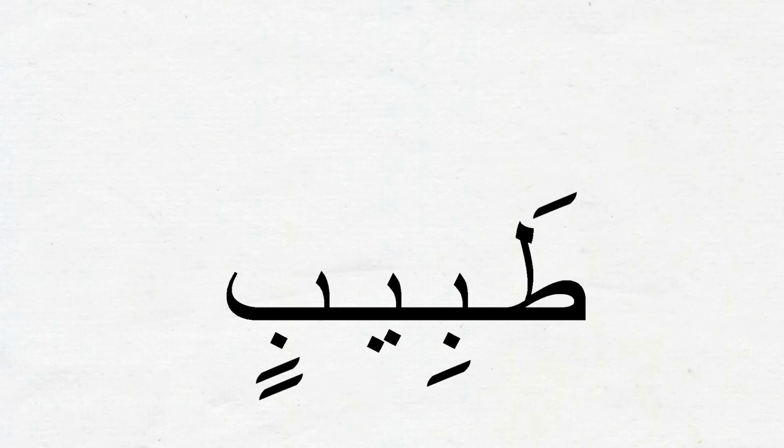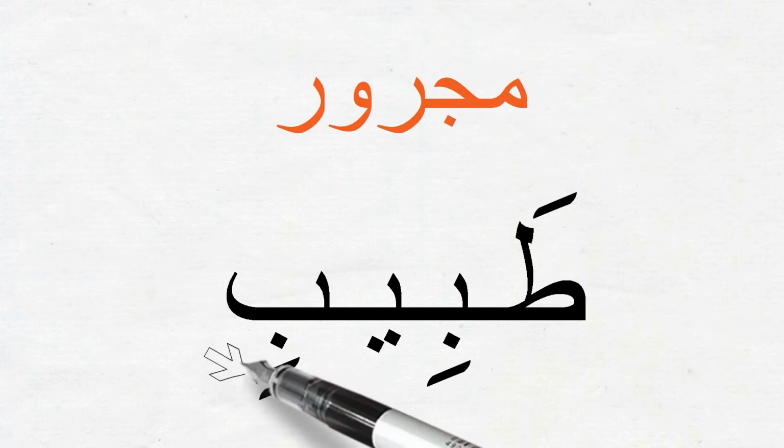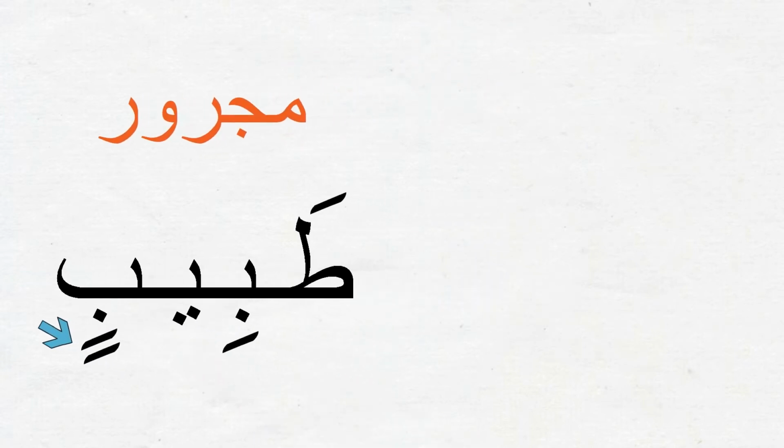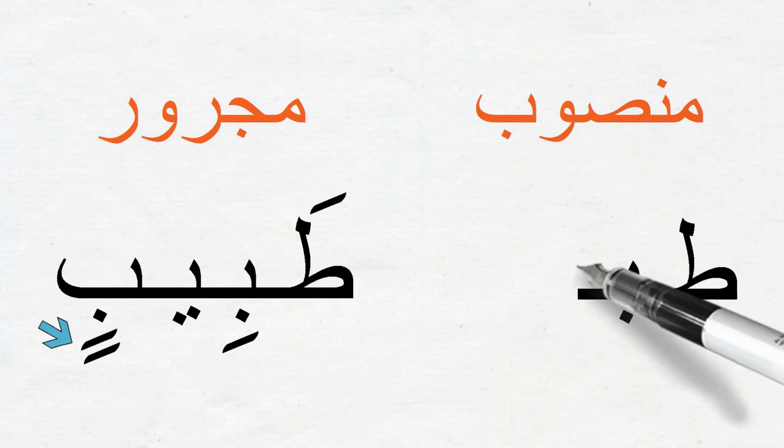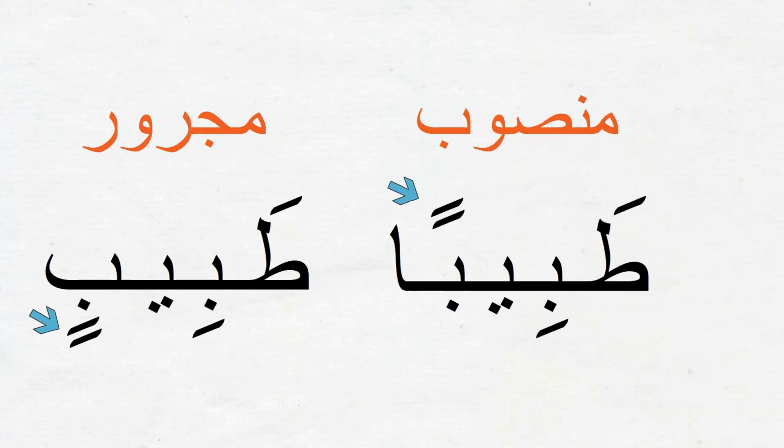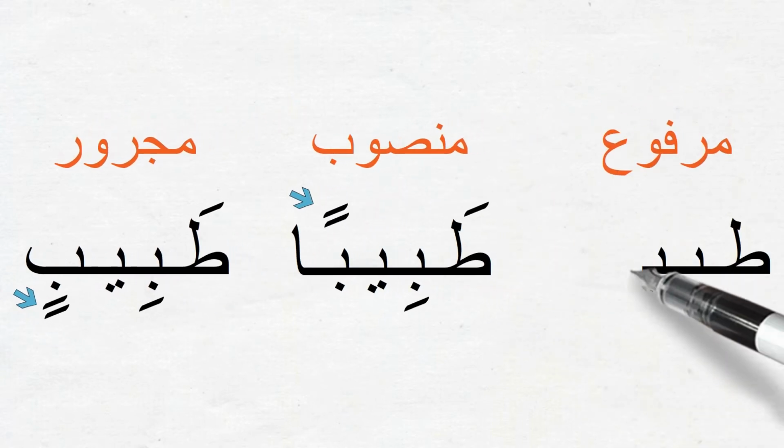Let's take this word. طبيب. Is it مرفوع, منصوب, or مجرور? مجرور, right? What is the منصوب state then? طبيبا. Very good. And finally, the normal or مرفوع state is طبيب.